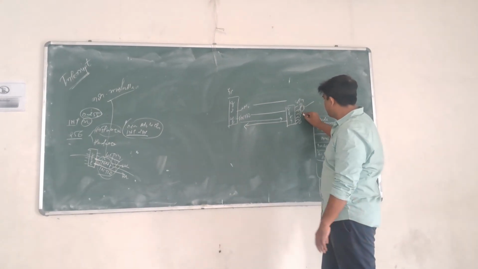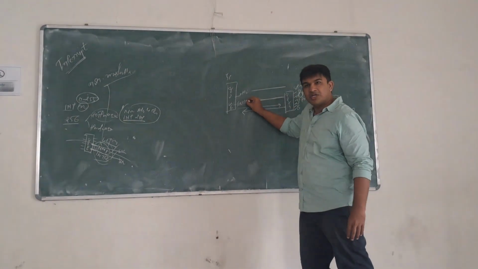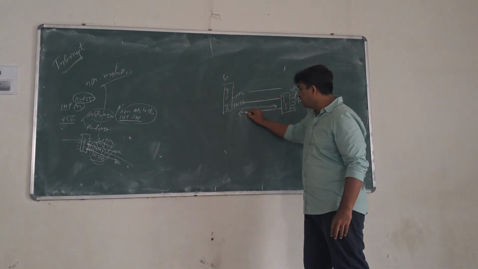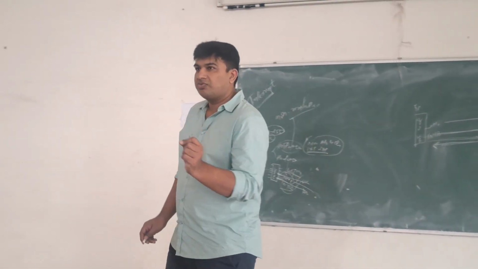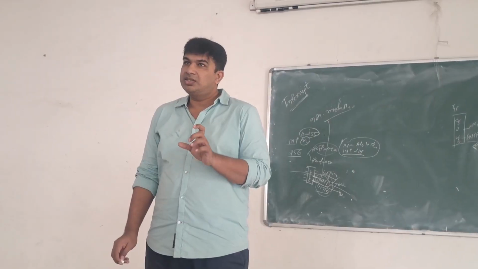Understand? If you have attached a printer over here, again the request will go here. It will ask which device, and it will tell printer. This address, the name is called vector. What is it called? Vector. Understand?